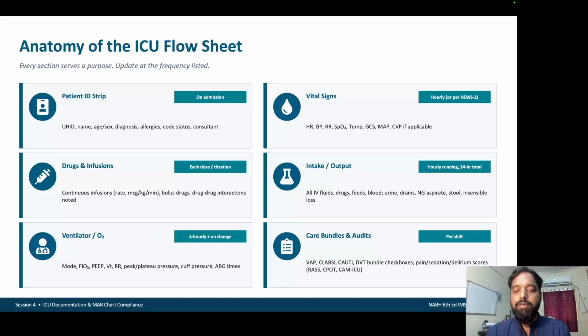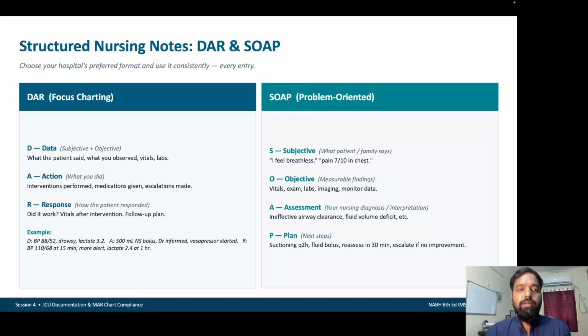In care bundles that include VAP, CLABSI, CAUTI, DVT bundles, everything is checked on a shift-by-shift basis. And also pain, sedation, delirium scores are maintained. The structured nursing notes. There are two different variations. One is DAR, another one is SOAP. It is preferred based on the hospital norms and SOPs.